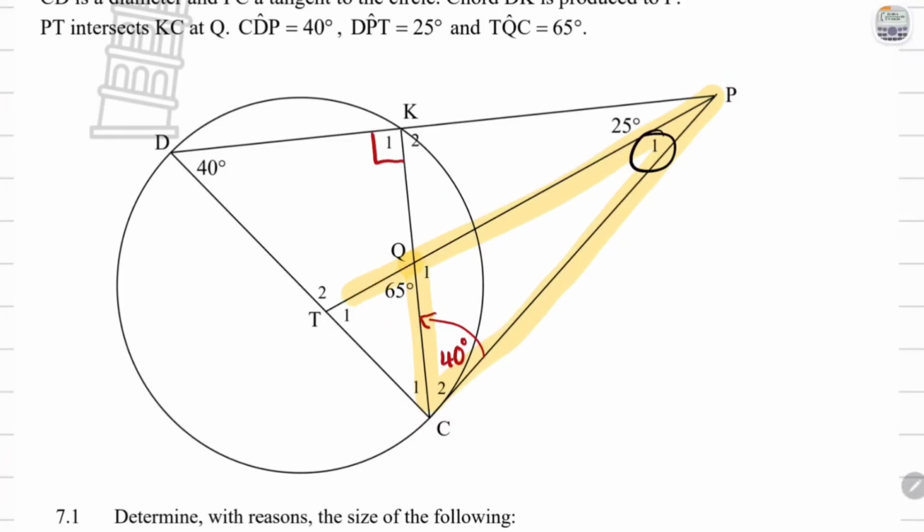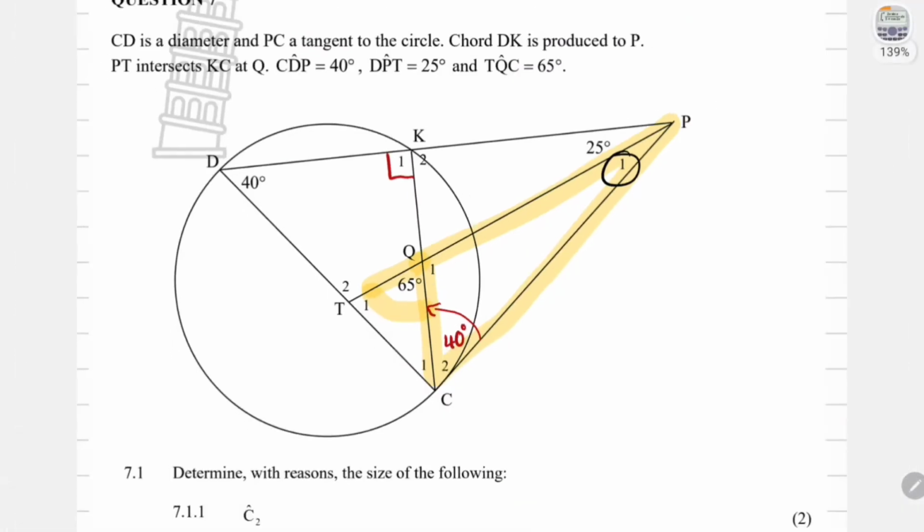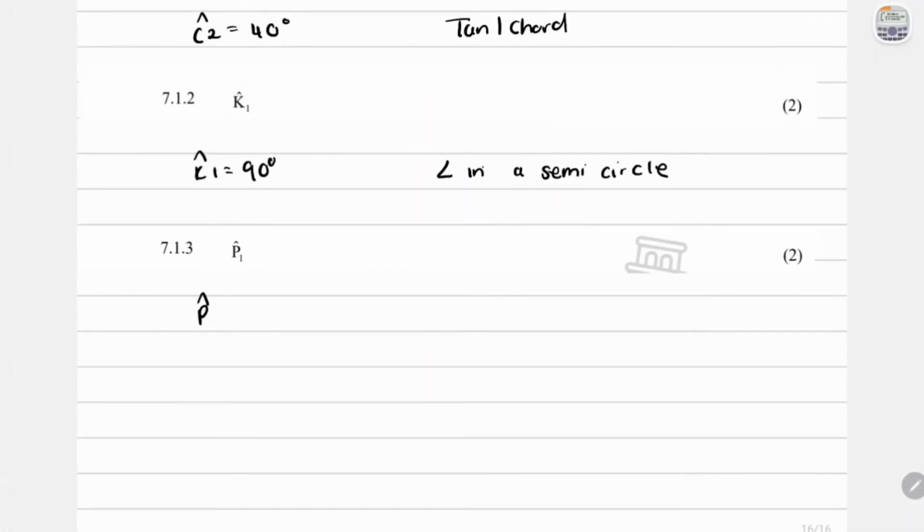Okay, so you see that you have the exterior angle of 65 degrees here. The exterior angle of a triangle is always equal to the sum of the 2 opposite interior angles. So angle P1 plus 40 degrees will give you 65 degrees. So it means that angle P1 will be found by taking 65 degrees and subtracting 40 degrees. Okay, so we'll say angle P1 is equal to 65 minus 40 degrees. And the reason for that is really the exterior angle of a triangle.